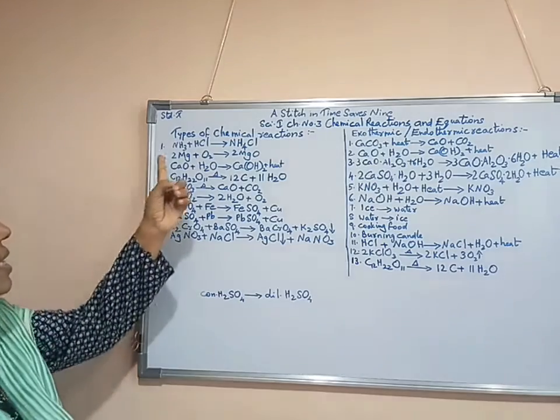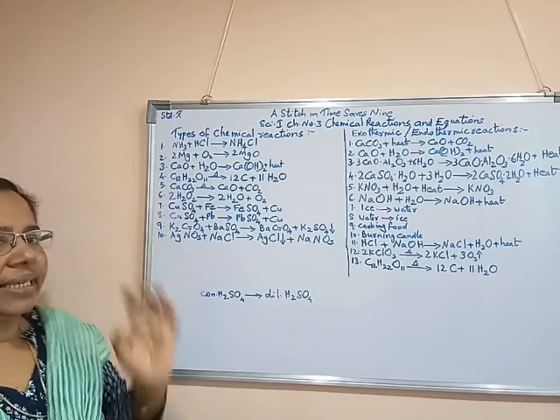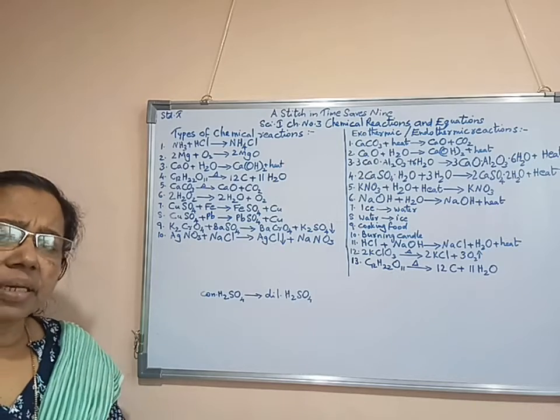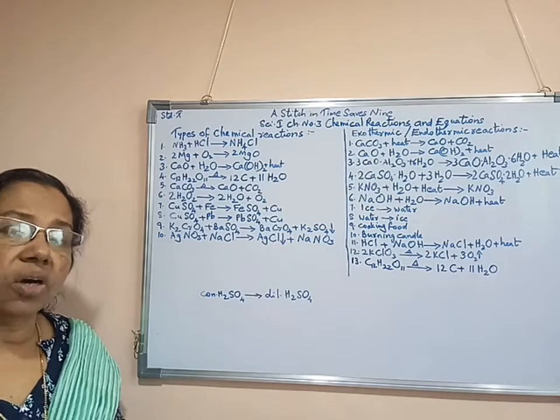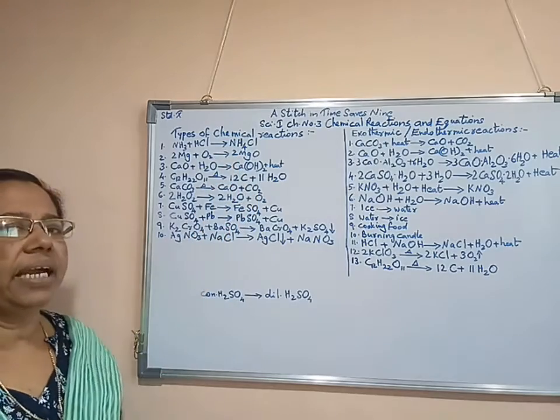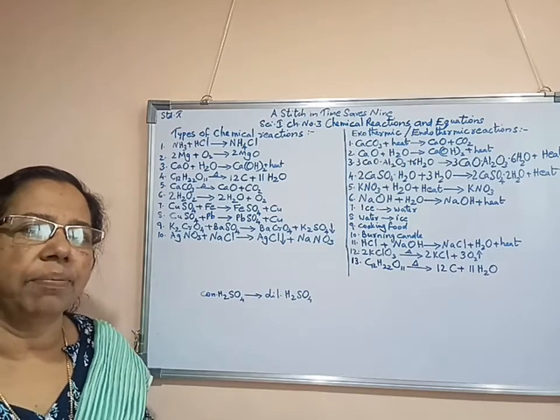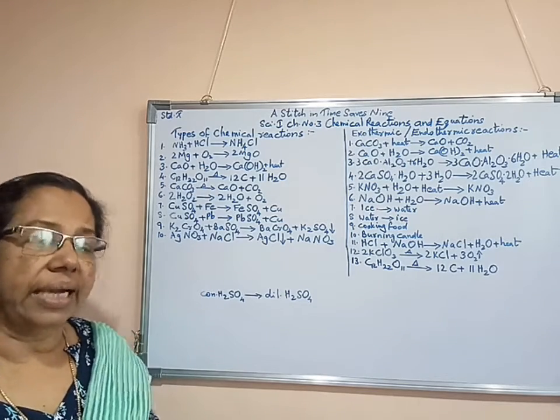So we can say that here 2 reactants, that is magnesium as well as oxygen, combine together to form a single compound. We can say that magnesium oxide is formed. Then we can say this is an example of combination reaction.